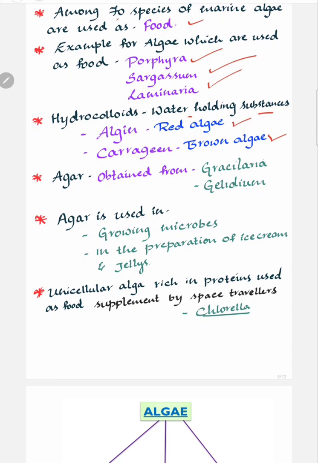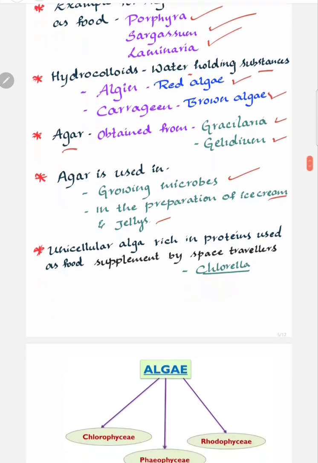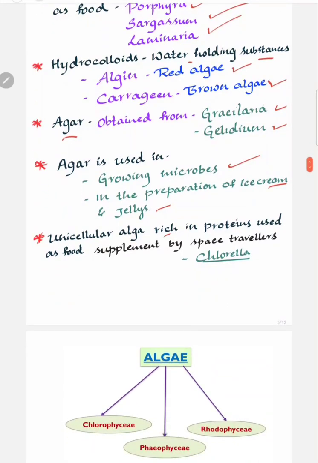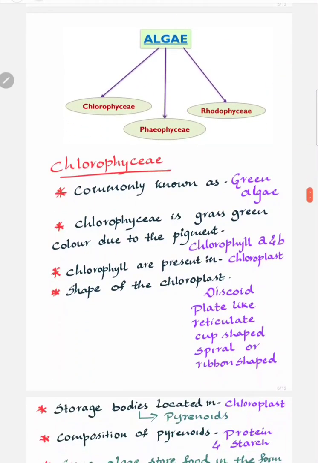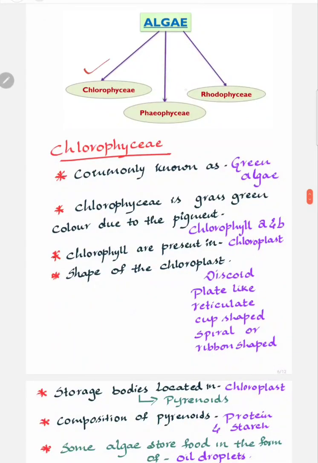And there is one more substance called agar, which is obtained from Gracilaria and Gelidium. This agar is used in growing microorganisms, in the preparation of ice cream, and also in the preparation of jellies. And the unicellular alga which is rich in proteins and which is used as a food supplement by space travelers is Chlorella. See, algae is broadly classified into three types: Chlorophyceae, Phaeophyceae and Rhodophyceae.